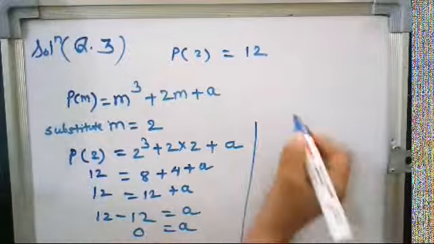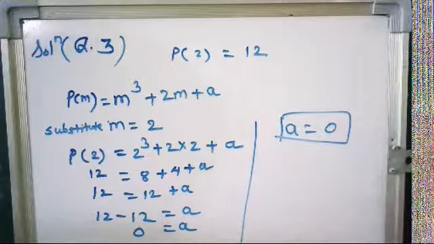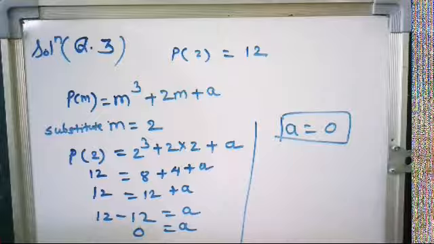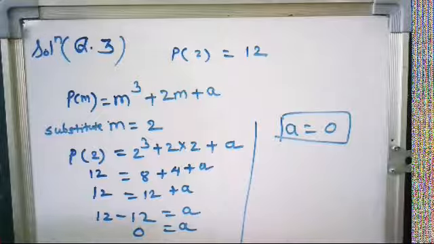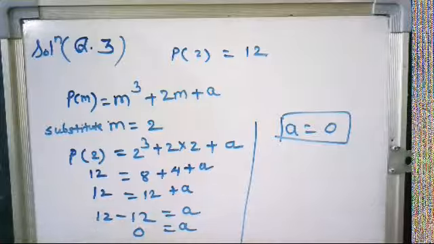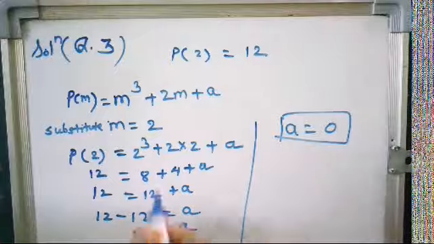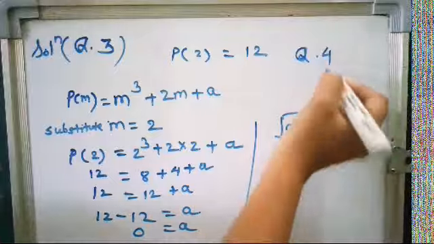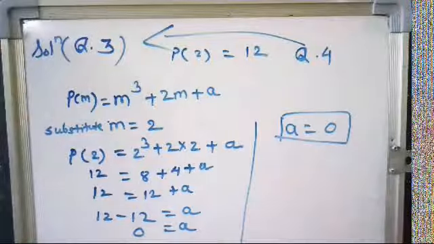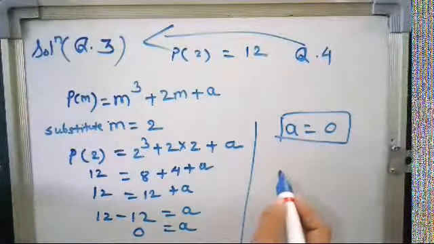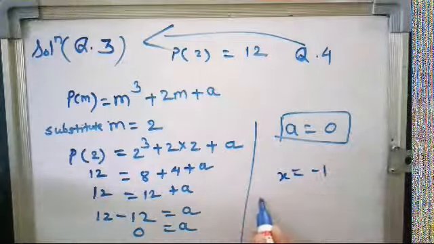We have found it out here. Now the next question you can see, it is the fourth question. For the polynomial mx square minus 2x plus 3, if p of minus 1 is equal to 7, then find out m. So this question number 4 is similar to question number 3. This question you have to do by yourself. What will you do? There, instead of x you have to put minus 1.